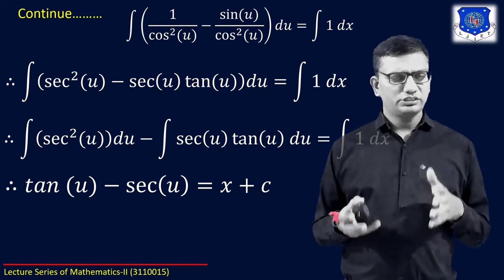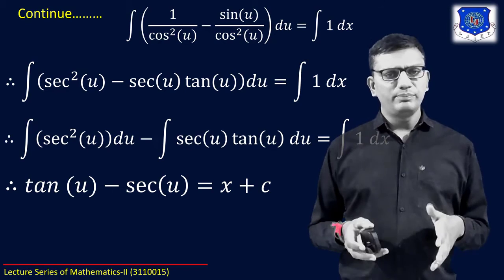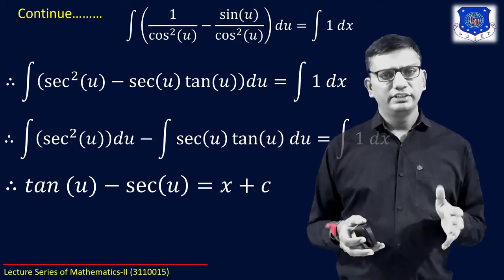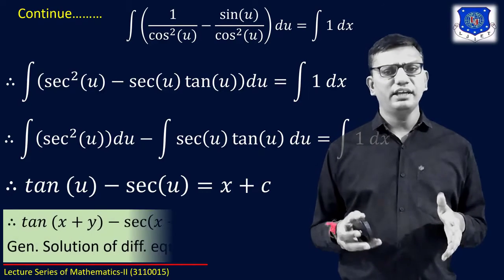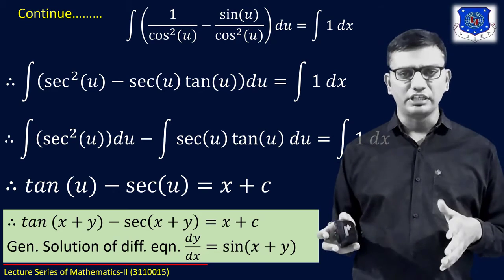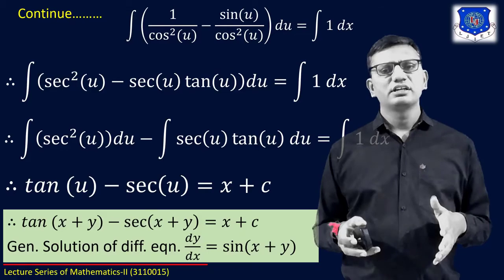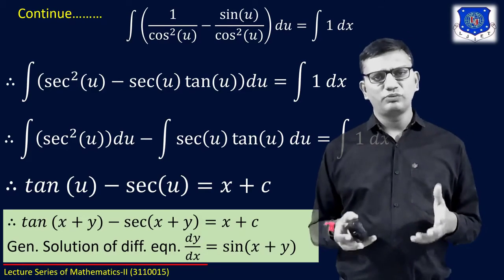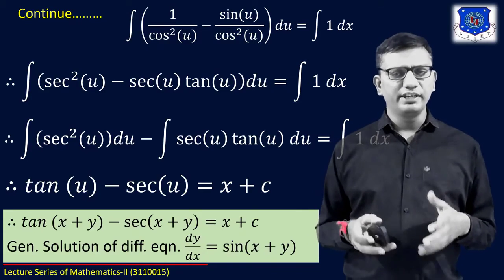We have to find the general solution in terms of x and y. So we replace u by x plus y, which we already assumed. Then our general solution will be tan of x plus y minus sec of x plus y equal to x plus c, which is our general solution of the differential equation dy by dx equal to sin of x plus y. So this is the method to find the solution of a differential equation by the separable variable method.